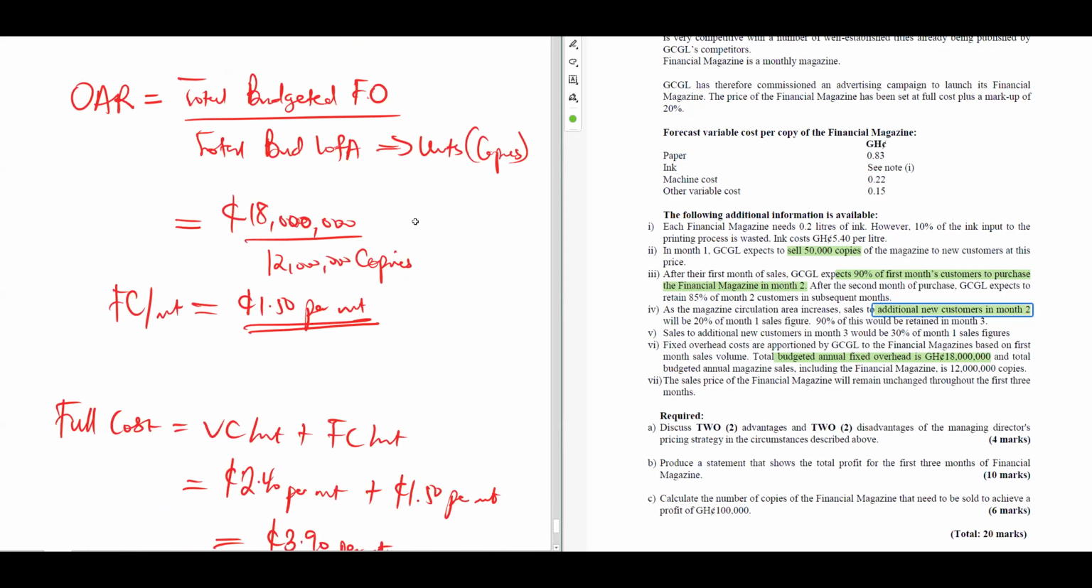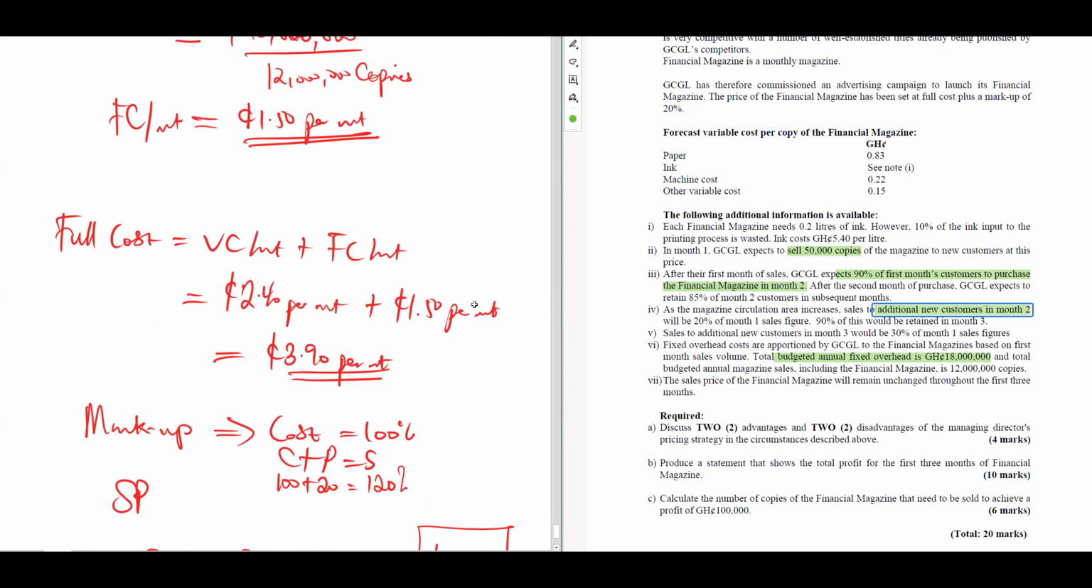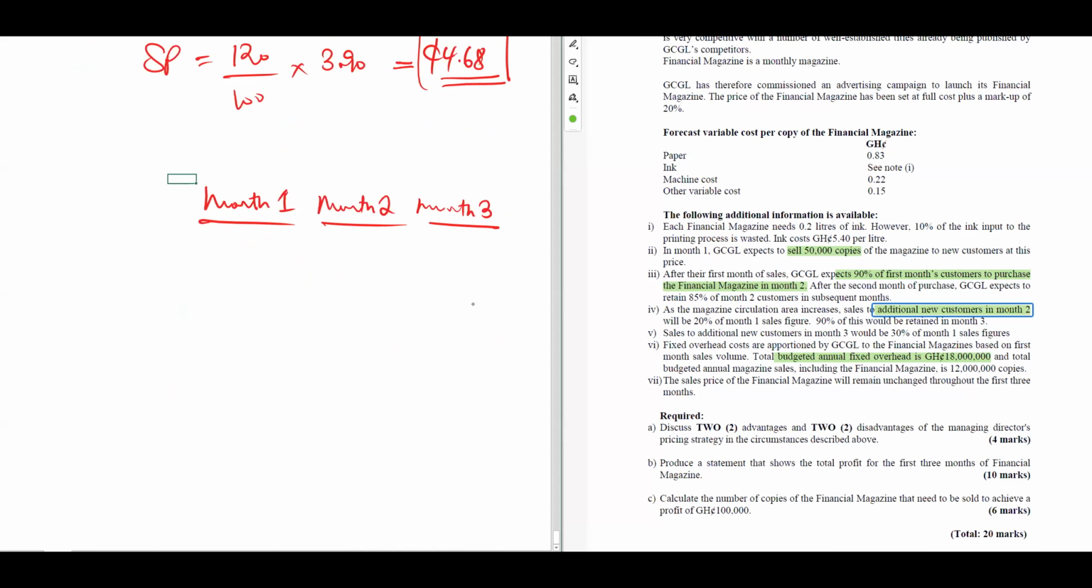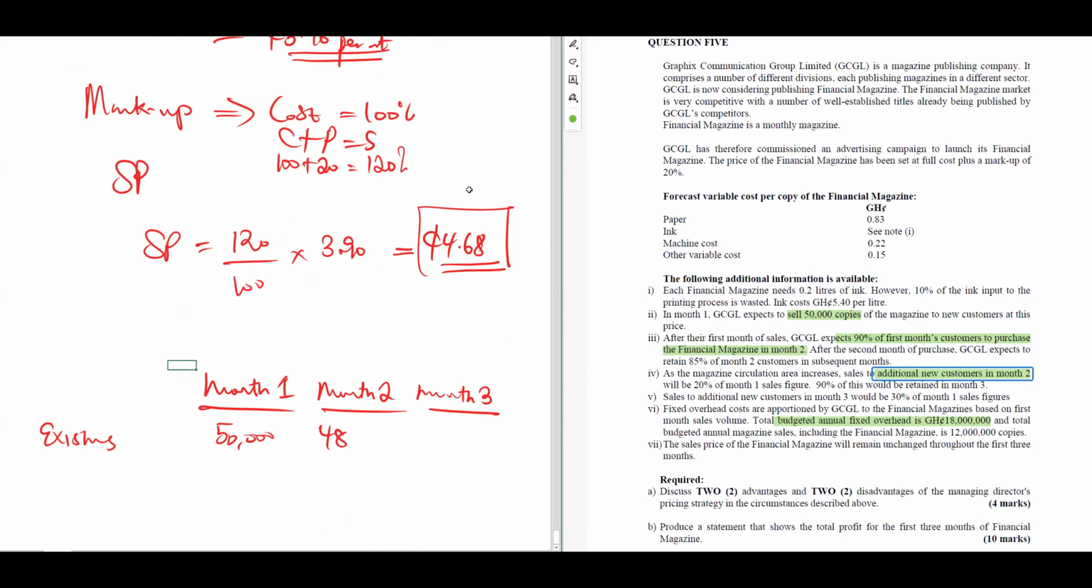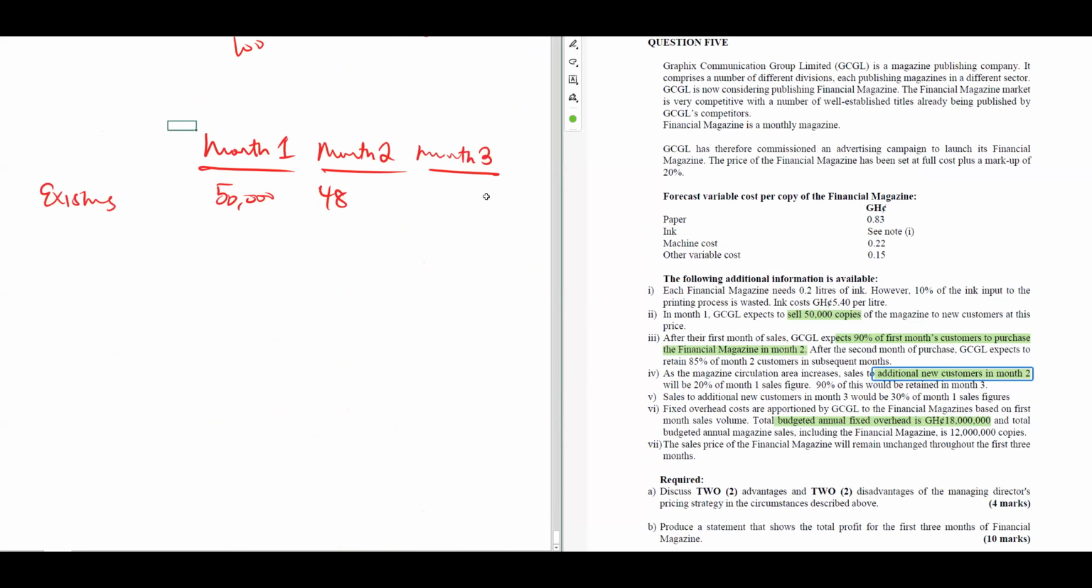So let's see. Already we've compiled our sales: 50, 45, and 38 to 50. For the existing customers, this month we have 50,000, this one we have 45,000 copies, and these we have 38,250. But they are saying that we will have some additional customers, additional sales or additional customers.